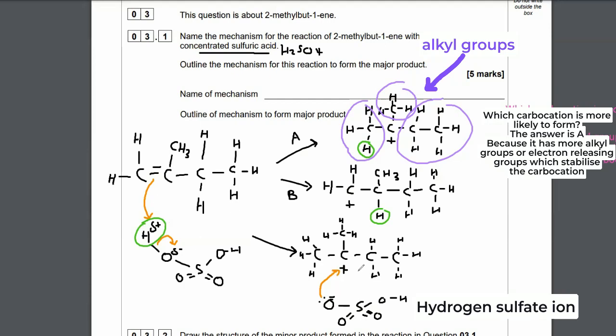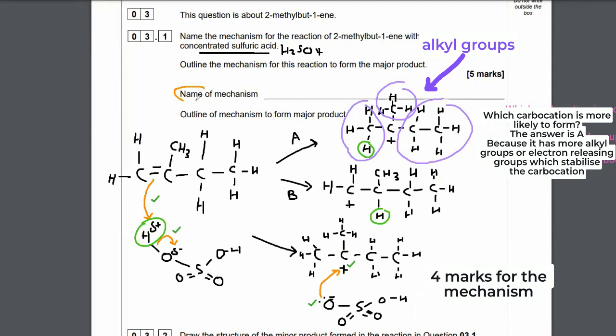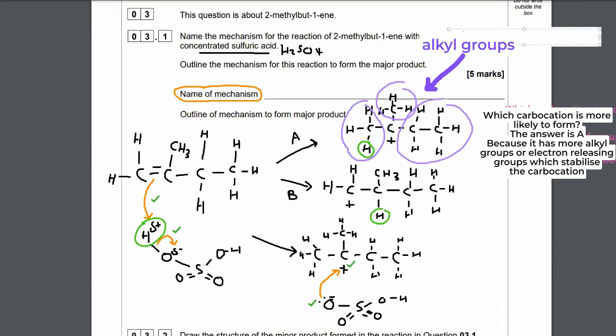So the mechanism itself will score you 4 marks, one for each of the orange arrows and the positive and negative sign on the sulfuric acid over there. And then we're going to get one for the carbocation correctly drawn and one for the orange arrow going from the lone pair and the minus sign to the carbocation. So 4 marks for the mechanism. Now we need to name this mechanism.